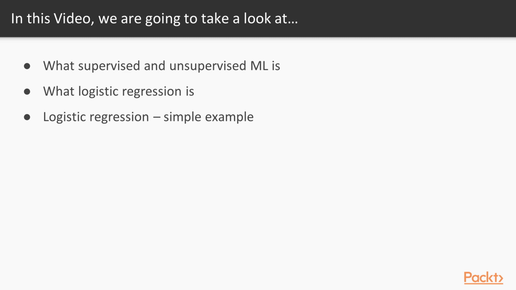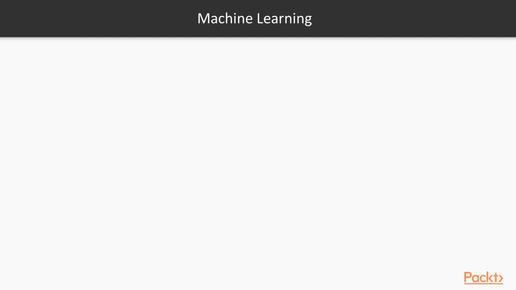Firstly, we will do a comparison between supervised and unsupervised machine learning. We need to make that distinction because they are totally different algorithms from each other. Next, we will see what logistic regression is, and we will go through a simple example of logistic regression to understand how it behaves and how to validate reality based on data. So, firstly, let's do a simple distinction between supervised and unsupervised learning.